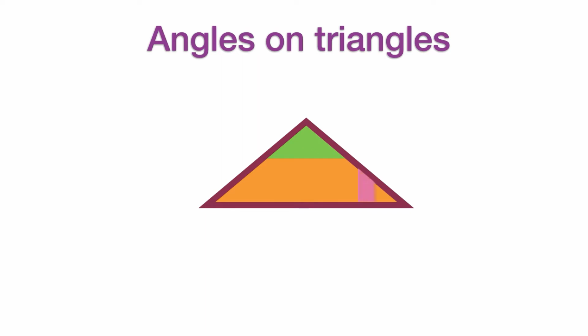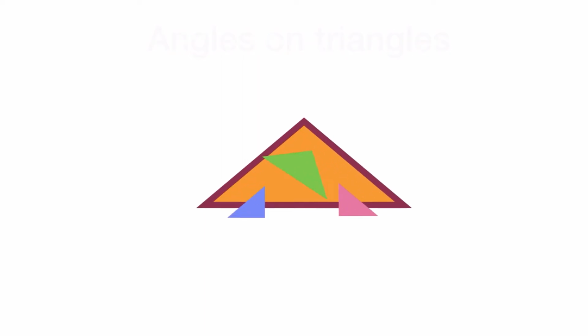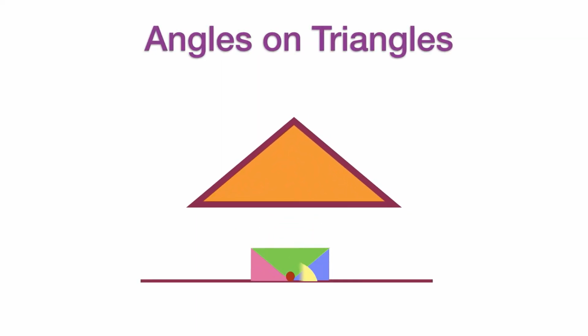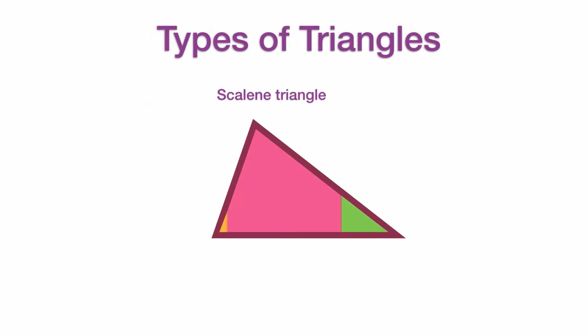Triangles are made up of three straight lines and all the angles in these triangles add up to 180 degrees. There are three different triangles based on the sides. Scalene triangles have none of the sides or angles equal. These small lines tell us that all the sides of the triangle are of different lengths.